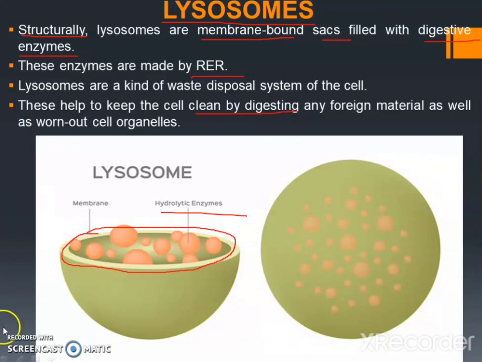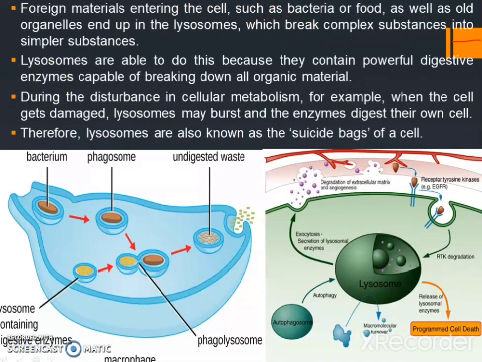Okay, so now let us see the functions of lysosomes. Let us see how the foreign materials are destroyed. Foreign materials entering the cell, such as bacteria or food, as well as old organelles, will end up in the lysosome. Foreign materials means any unwanted materials that come into the cell. So suppose there is entry of any bacteria, or else any food substance, right? Food substances are nothing but substances like proteins, that is peptides.